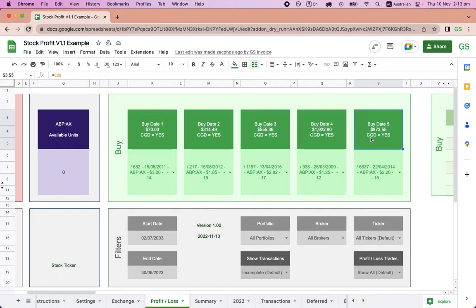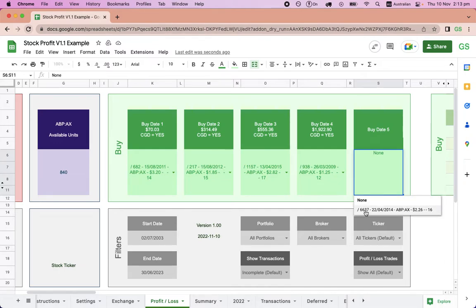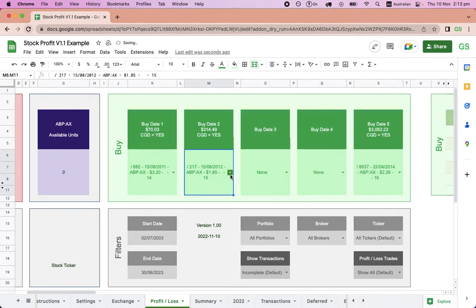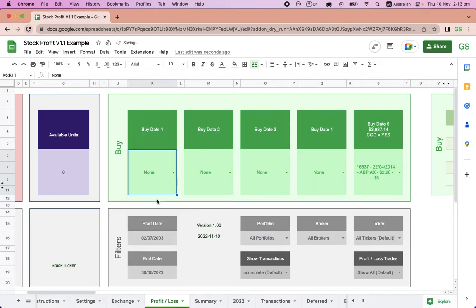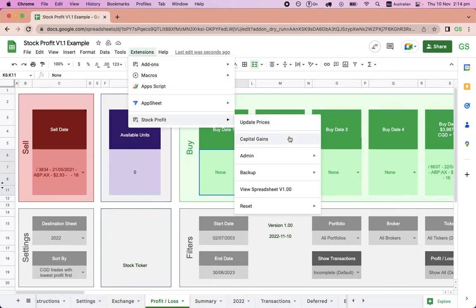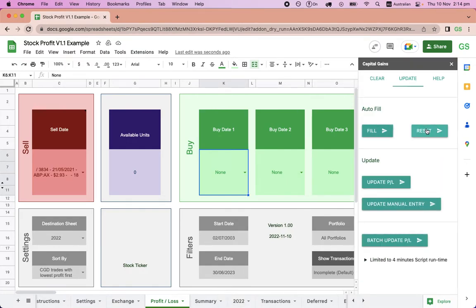The only reason why it doesn't come up as a higher profit is because the available units are zero. So if we go to none, we can see there's 840 units. However, we have 6,637 units to use. Now, if we put all these to none, we can see the actual profit is 3,987, which is much higher than the other figures. Let's bring the extension again, capital gains. Let's reset everything.